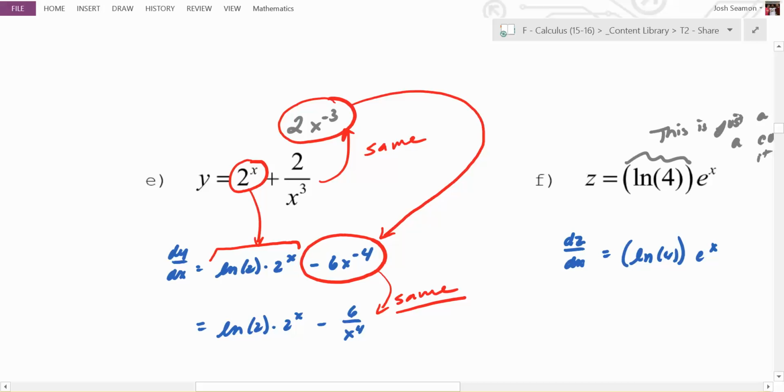So now you're done. That's it. That's all you do. Do you have to use the product rule here? No. Why don't you use the product rule? There ain't no product there. You don't use the product rule because there is no product.